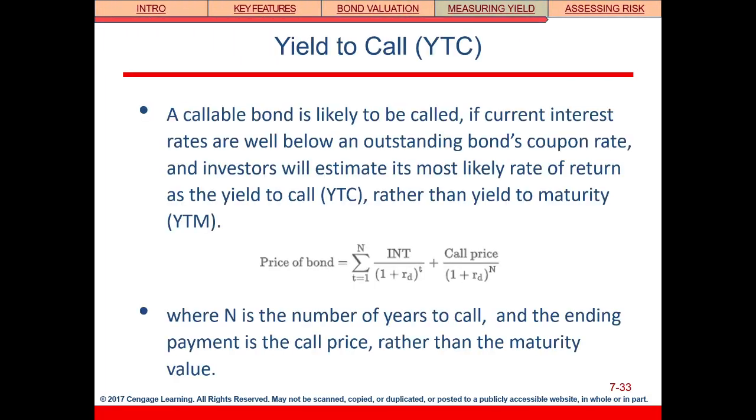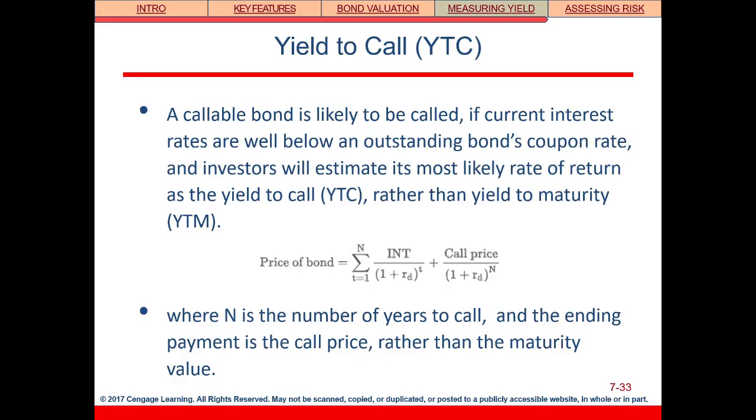Okay, now let's discuss what yield to call is. Yield to call is only for a specific type of bond, that is a callable bond. Yield to maturity can be applied to any type of bond. As long as it's a bond, you can calculate its yield to maturity, but it's only for a callable bond that you can calculate its yield to call.